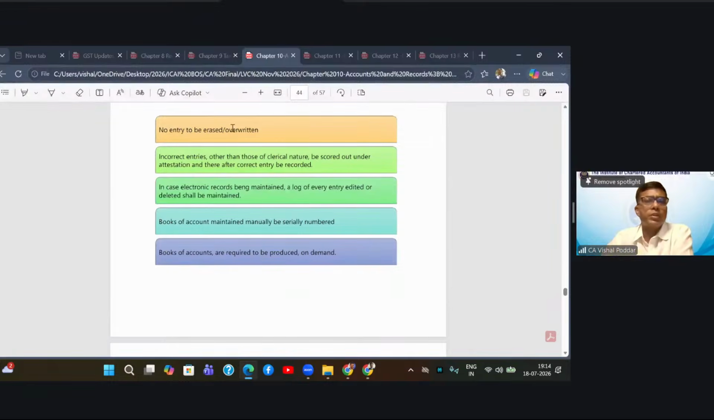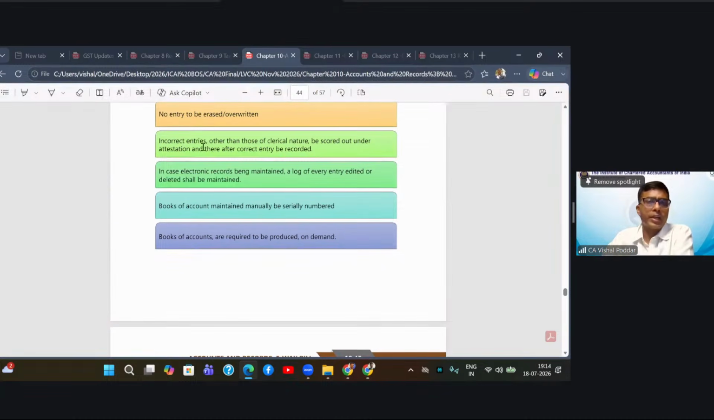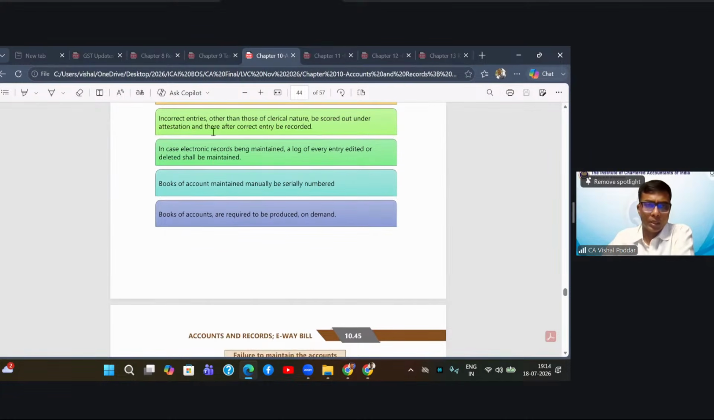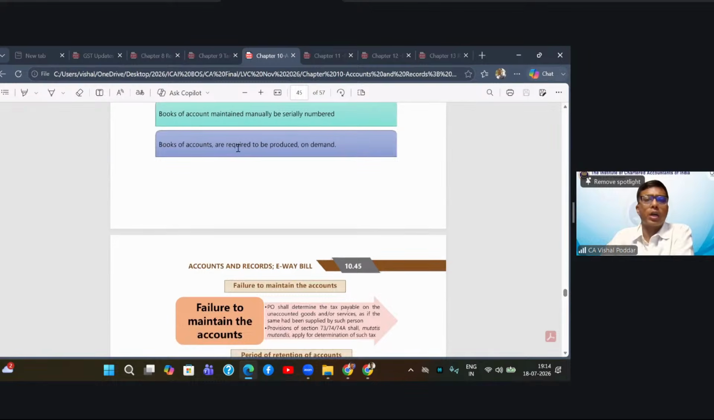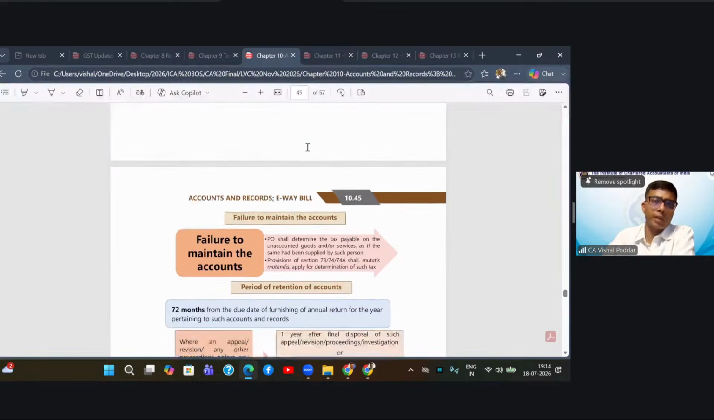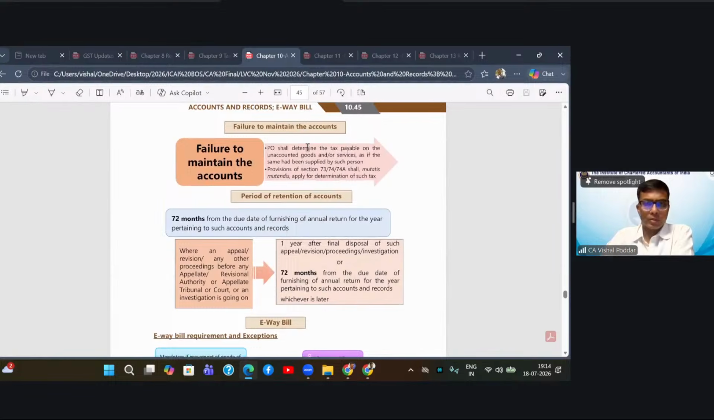Most important, relating to these records and accounts, some common principles are: first, no entry can be erased or overwritten. Incorrect entries, other than those of clerical nature, are to be scored out under attestation and thereafter the correct entry be recorded. In case electronic records are being maintained, a log of every entry which is edited or deleted shall be maintained. Books of accounts maintained manually should be serially numbered, and books of accounts are required to be produced whenever demanded by the officer.